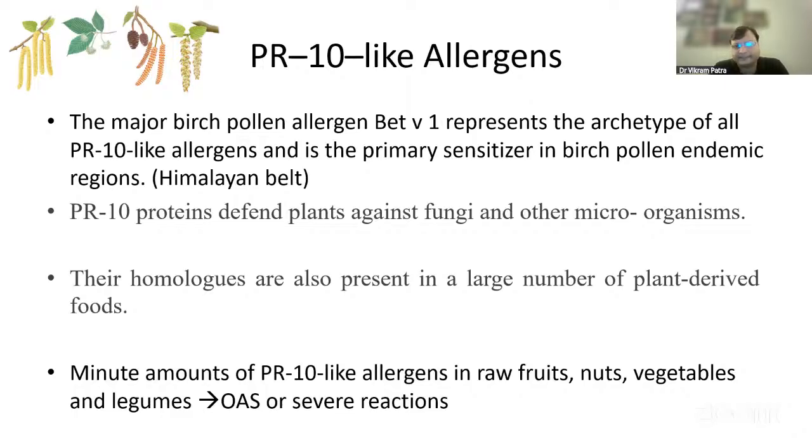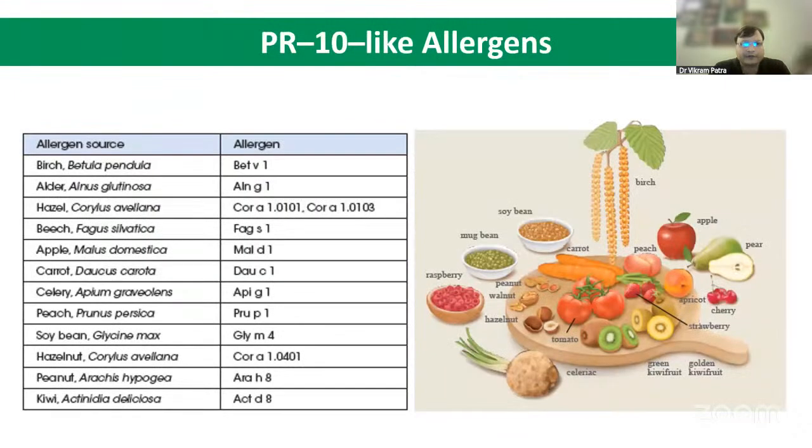PR10 proteins defend plants against fungi and other microorganisms. So these proteins are basically protective or have some function for the plant. But when we are exposed, we get sensitized. So their homologs are also present in a large number of plant-derived foods. So various raw fruits, nuts, vegetables, legumes, they will also have PR10. Like in the example given, the peanut will have PR10. So they will lead to oral allergy syndrome or sometimes even severe reactions. So these are a few examples where PR10 allergens are present.